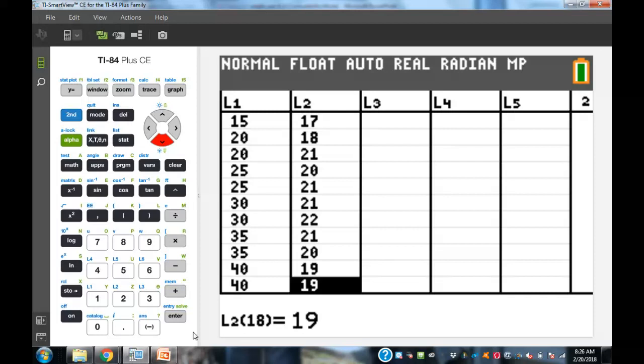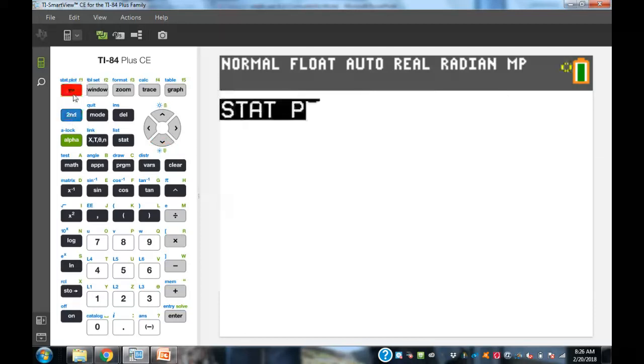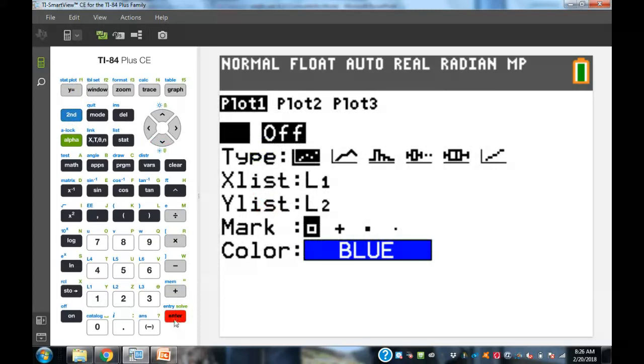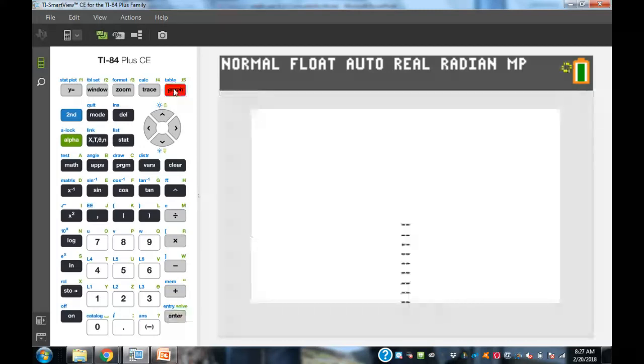Once you get all those typed in, you're going to make a scatter plot just to verify that this is quadratic in nature. How do we get it to do a scatter plot? Second, y equals. Turn stat plot 1 on. And our type should be the scatter, the first choice. X list be L1, Y list L2. Okay. And then I'm going to hit graph.